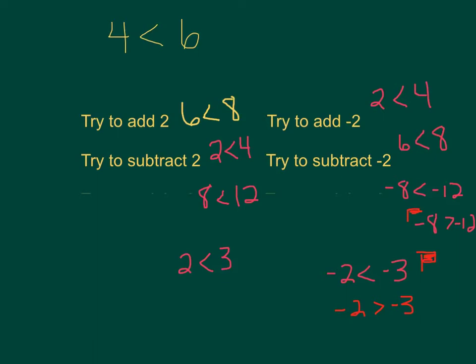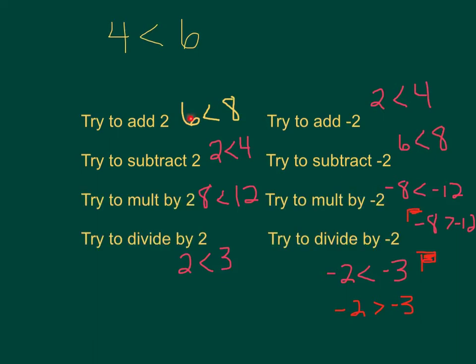Okay, so let's review real fast. If I add 2, subtract 2, multiply by 2, divide by 2, add a negative 2, or subtract a negative 2, all my inequalities stay true. However, when I multiply by a negative and divide by a negative, I have to flip my inequalities to make the statements true. You have to remember that. When you multiply or divide by a negative, you have to flip your inequalities.